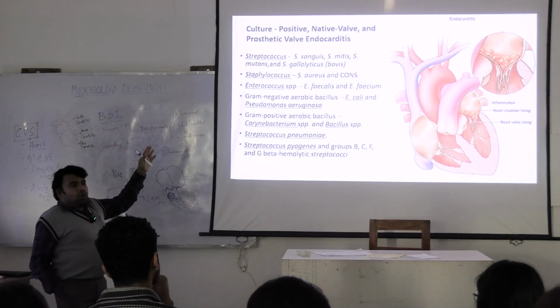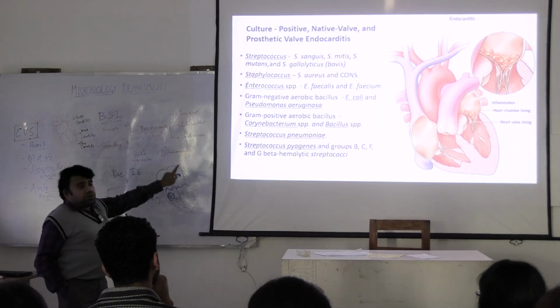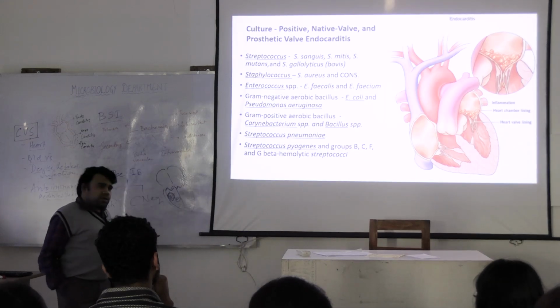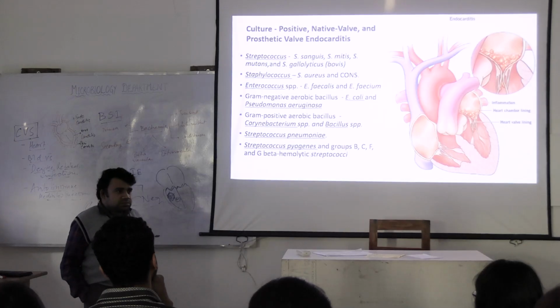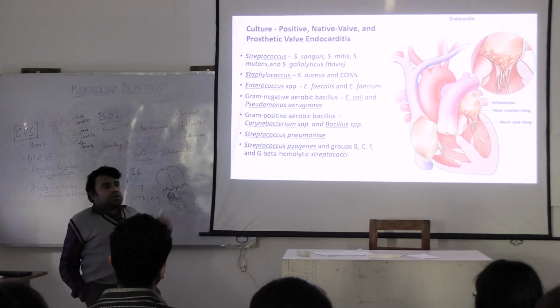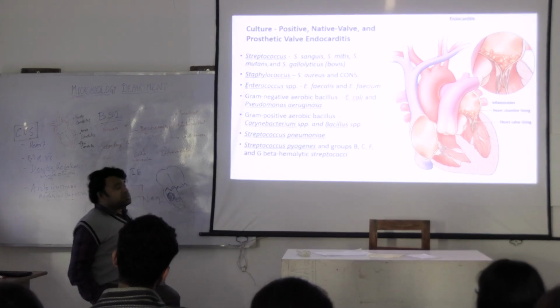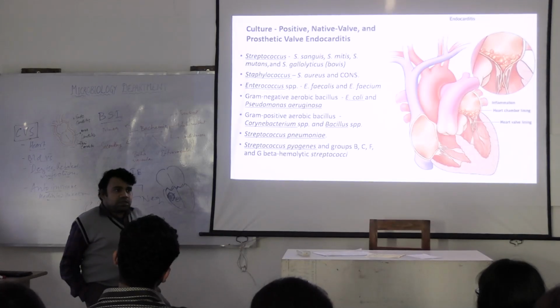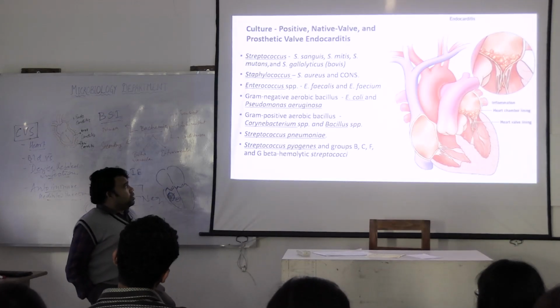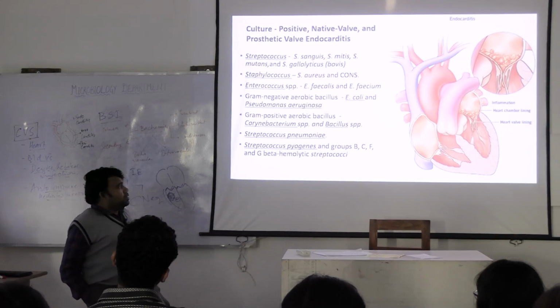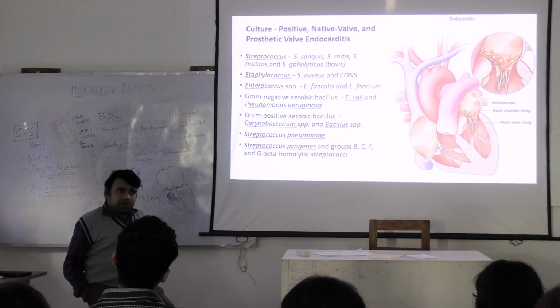Organisms which can be grown and cause infective endocarditis is this list of organisms. Later on, we will again learn about these organisms. As far as today is concerned, let us look at the organism. What are these organisms? It is the streptococci, staphylococci, enterococci, some of the gram positives like Corynebacterium, Bacillus, gram negatives like Pseudomonas, E. coli. They cause infective endocarditis and they can be cultured in the lab. Okay.